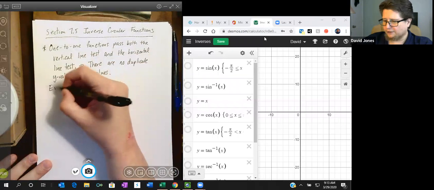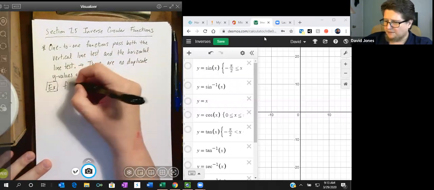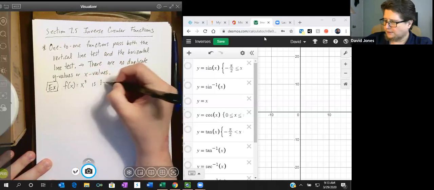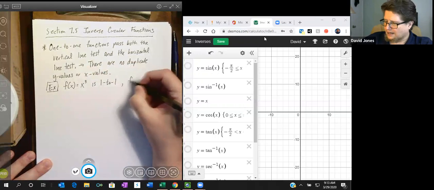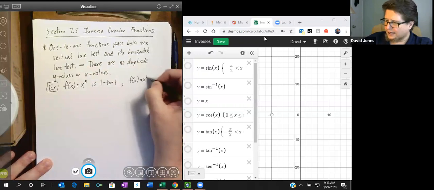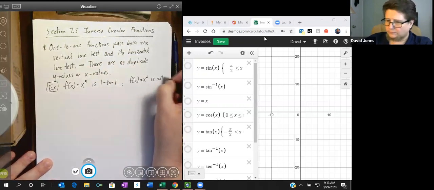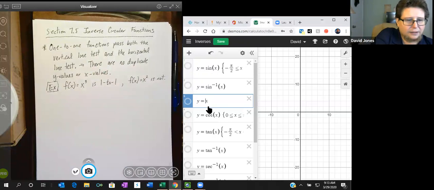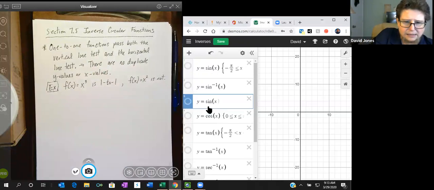Examples in regular algebra, f of x equals x cubed is 1-to-1. F of x equals x squared is not. I'm going to edit this one a little bit. Got Desmos open to do some illustrations for you.